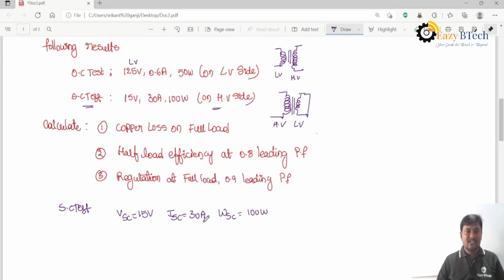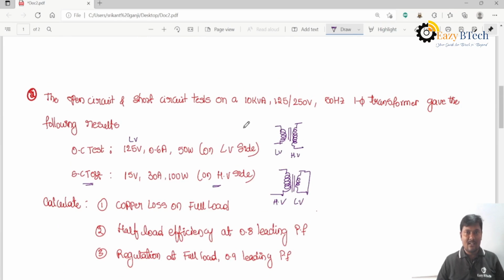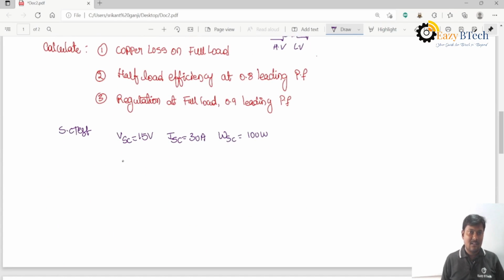Check that this 30 amperes is the rated current or not. So 10 kVA, 125 divided by 250 volts, and this is high voltage, this is low voltage, and this test is conducted on the high voltage side. So you should calculate the current on the high voltage side.